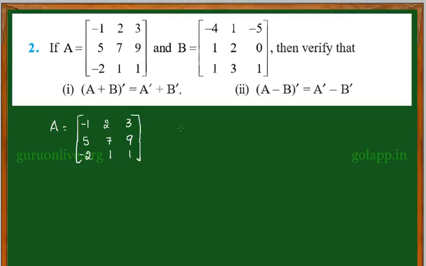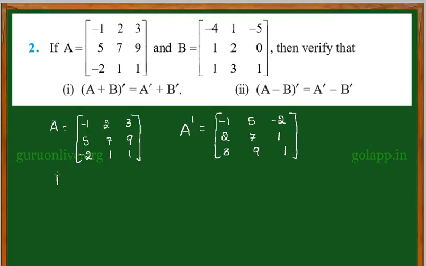So let me find the A transpose. A transpose will be, so changing the rows and columns. Your first column becomes your first row: minus 1, 5, minus 2. Second column as second row: 2, 7, 1. And third column as third row: 3, 9, 1. This is the transpose of matrix A.